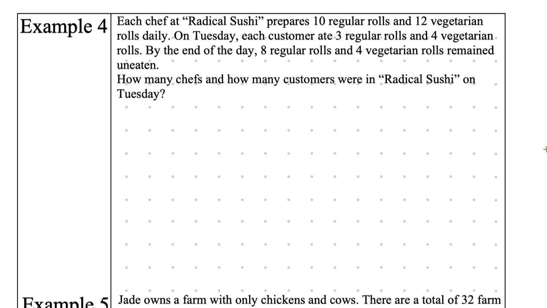Emma: Each chef at Radical Sushi prepares 10 regular rolls and 12 vegetarian rolls daily. On Tuesday, each customer ate 3 regular rolls and 4 vegetarian rolls. By the end of the day, 8 regular rolls and 4 vegetarian rolls remained uneaten. How many chefs and how many customers were in Radical Sushi on Tuesday?